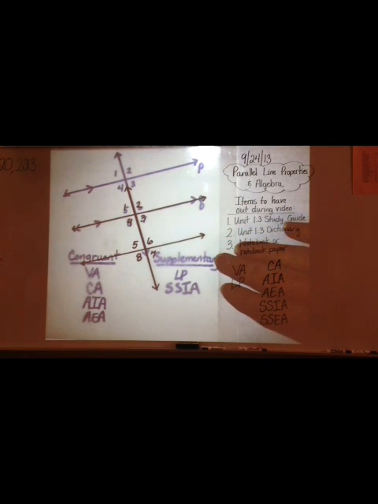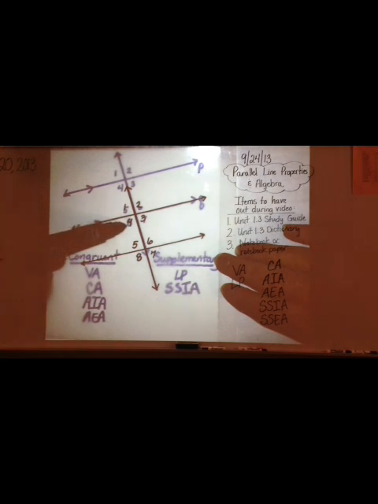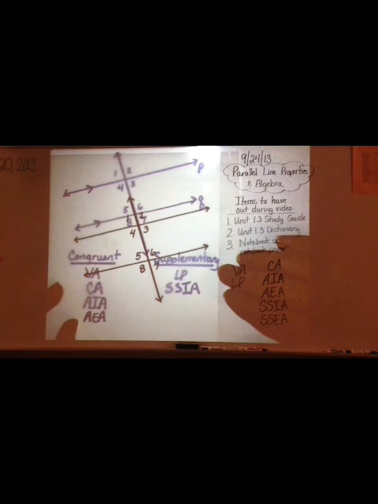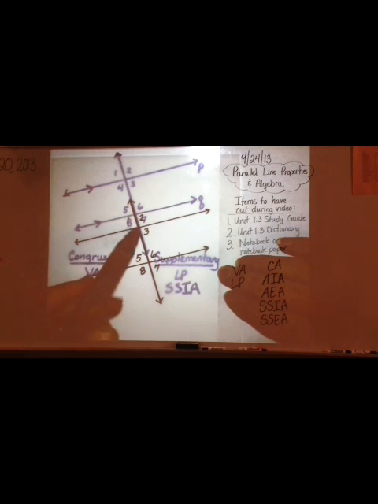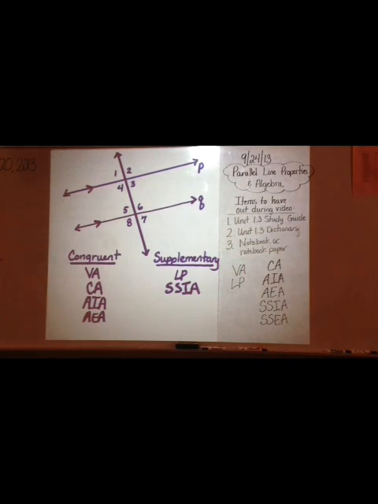If I stop when the vertices overlap, I notice that 1 and 8 are adjacent. They form a straight line. They are supplementary. Okay? If I were to experiment and continue, I would clearly see that 1 and 8 do not overlap exactly. So again, 1 and 8 adjacent, forming a straight line. We can add same side exterior to our supplementary list.